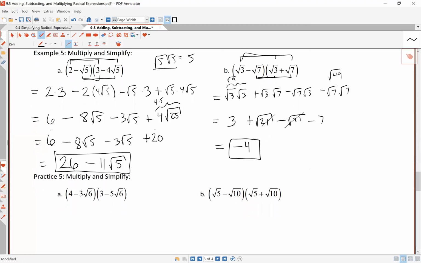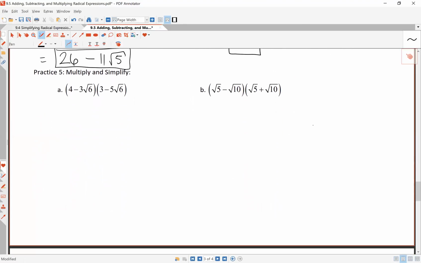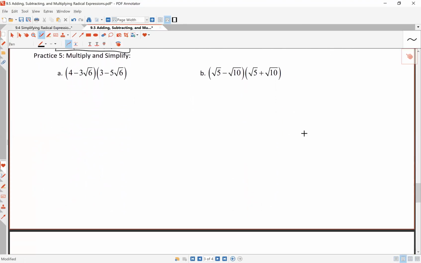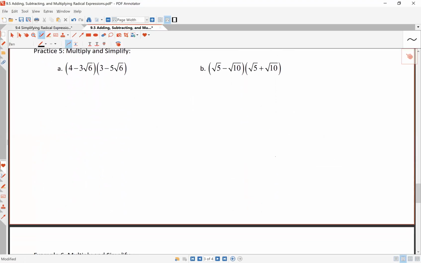And this leads me to 2 practice problems for you to try. I encourage you to press pause in your video and work these 2 out, and come back when you're ready to see the solution. Now that you've had a chance to work these out, I will work these out with you.